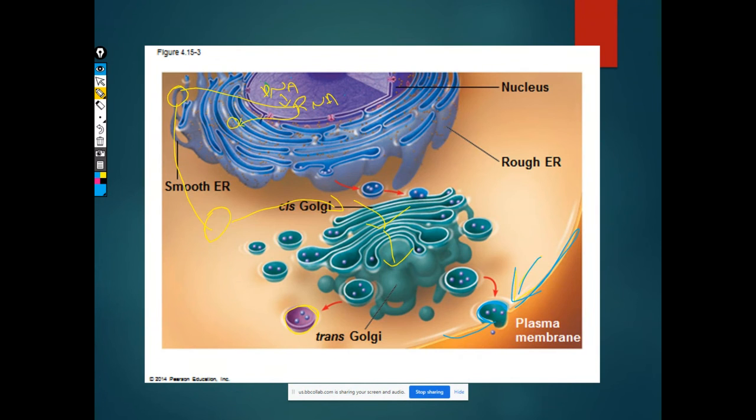Somebody asked, is this chapter on the test Friday? Yes. Anything we get through before Friday is on the test. Good?